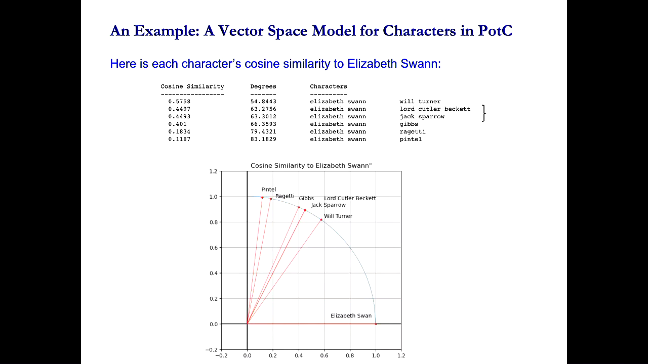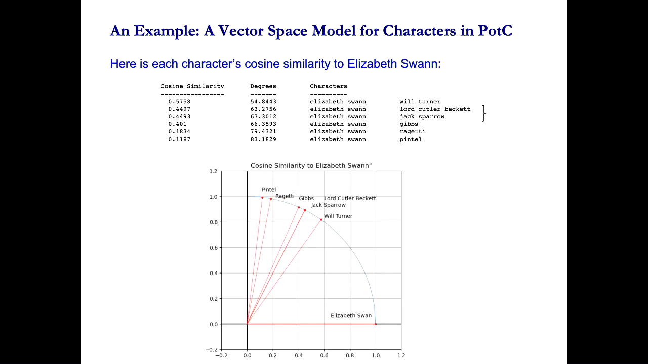Gibbs, I forget who he is. Interestingly, Will Turner is the closest. Well, they're the love interest, okay? Not very loving, but not that close. Jack Sparrow and Lord Cutler are almost the same distance away. Not that they are that similar, but they are essentially the same distance away from Elizabeth.